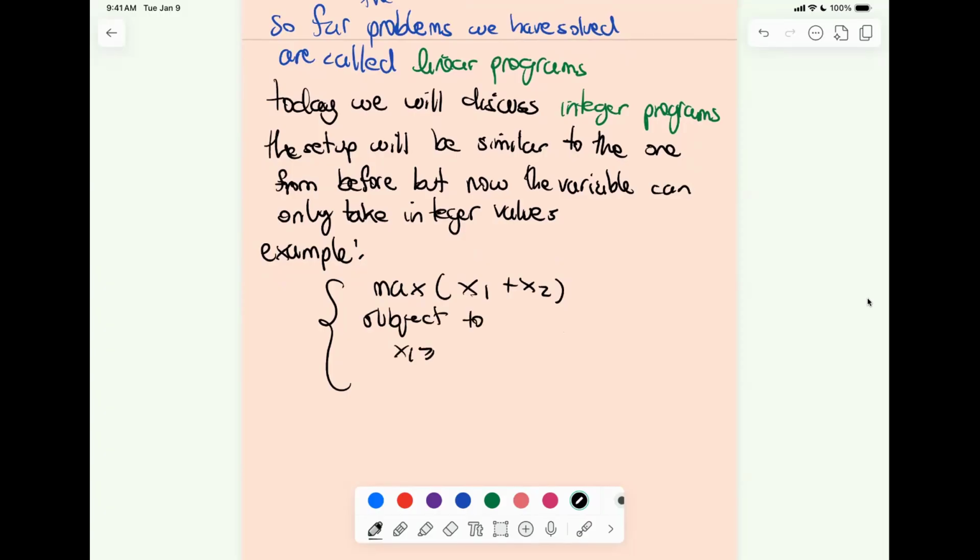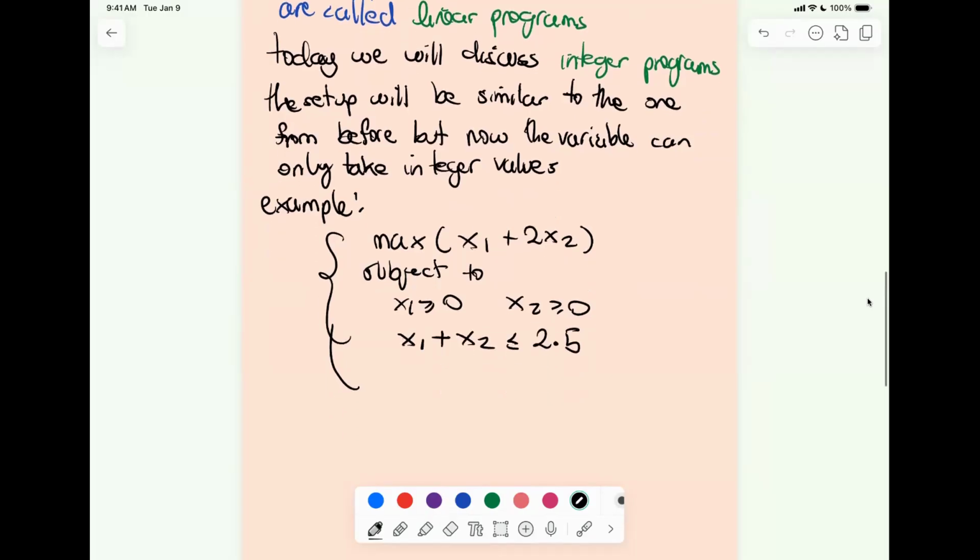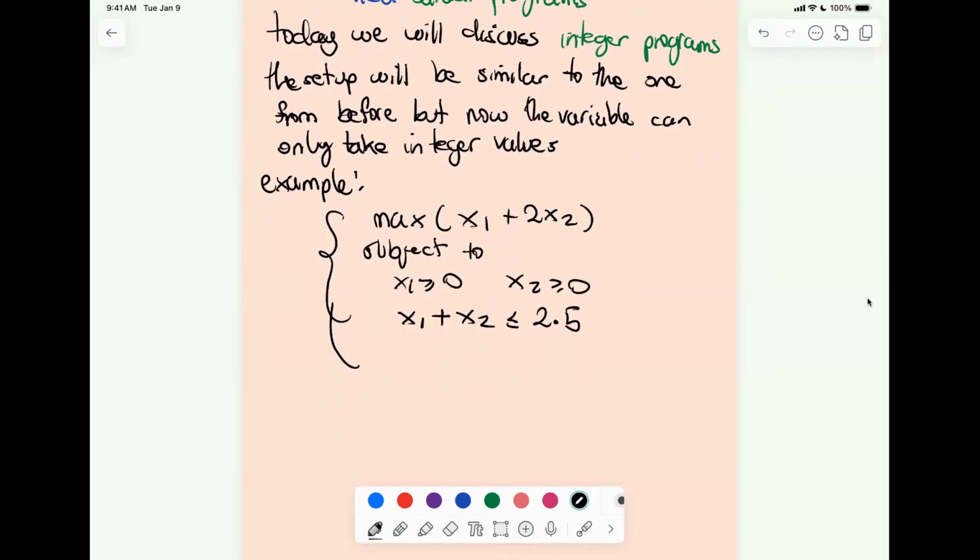x1 greater or equal to 0, x2 greater or equal to 0. Then we'll have our typical constraint, which is, you know what? Actually, let me put here 2x2. Okay. So far, this looks exactly like the optimization problems we discussed. Now I'm going to add the extra conditions. The extra conditions are that x1 and x2 can only be positive integers, because the variables we will always continue having positive. So now the extra requirement is that x1 is an integer and x2 has to be also an integer.